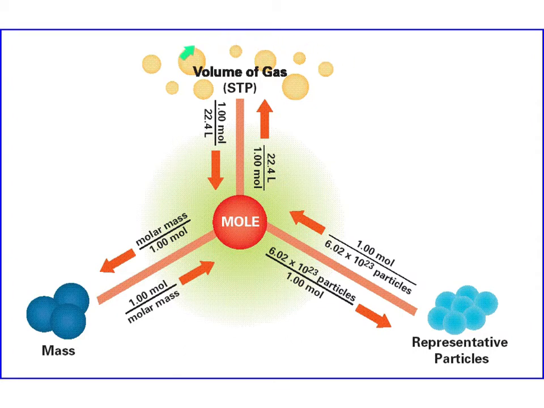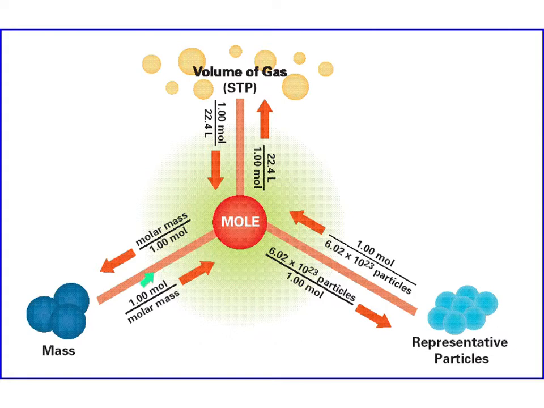Just rest assured that in an ideal gas, 1 mole of ideal gas occupies a fixed volume at all times at STP, sorry, at standard temperature and pressure. Every mole, 1 mole of bromine or 1 mole of hydrogen, will occupy 22.4 liters, right? And we'll get into more of that a little bit later. So just for today, don't worry about this part of the triangle. Concentrate on the mass, representative particles, and mole.